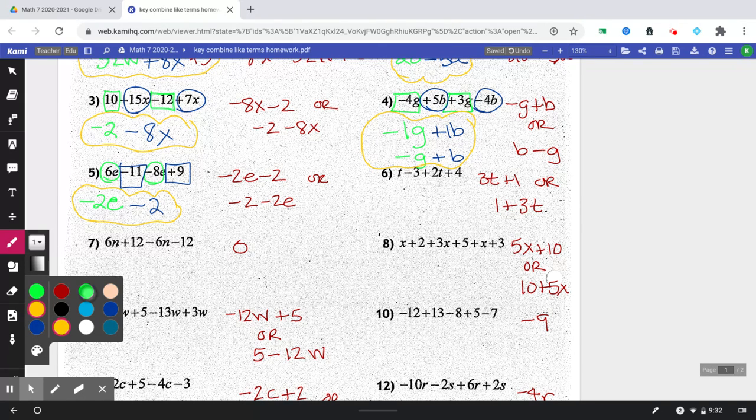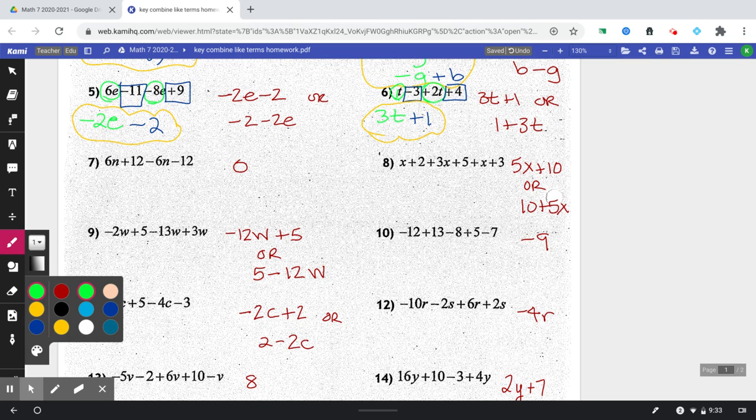Okay, next one, you have positive 1t. Remember, there's really a 1 out in front as the coefficient, plus 2t. So 1 plus 2, you have a total of 3t's. Then we can combine our constants or numbers on their own. So negative 3 plus 4, you get positive 1. There's your final answer.